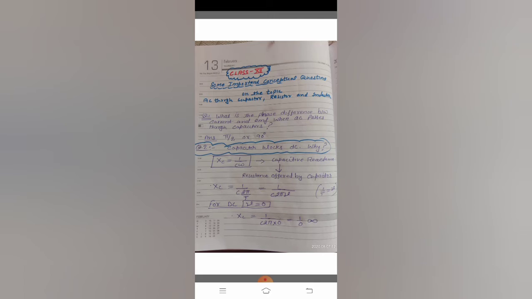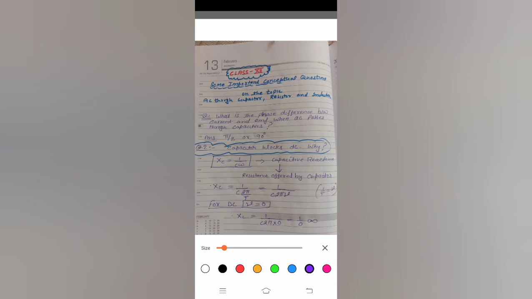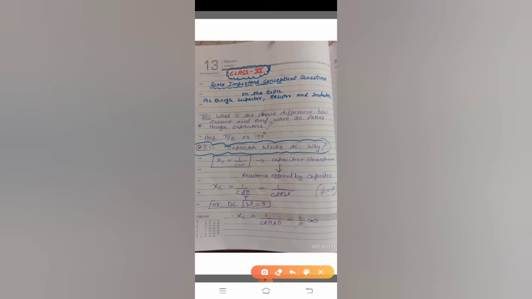Second type of question that is coming: capacitor blocks DC, explain why. Students, capacitor is blocking DC. Why does capacitor block DC? To understand this question, you have to go back to your topic, AC passing through capacitor. When AC was passing through capacitor, you had written one term XC. If you remember, XC was equal to 1 upon C omega. This XC is known as capacitive reactance.